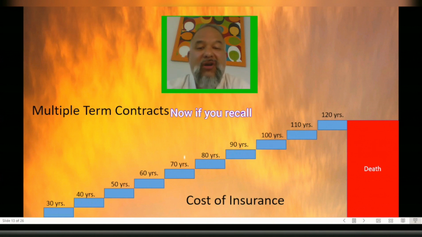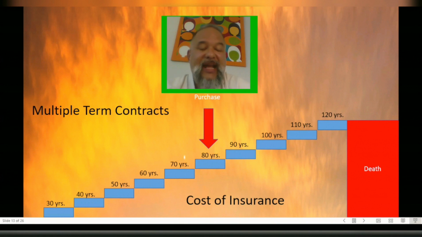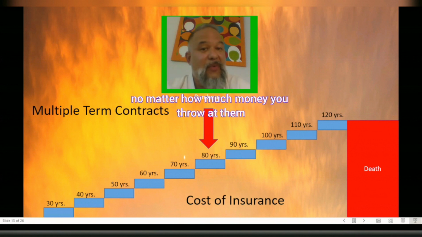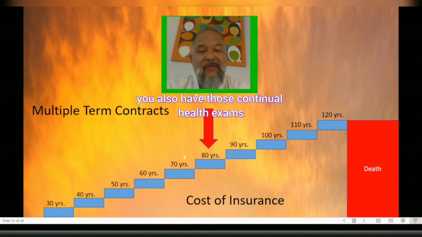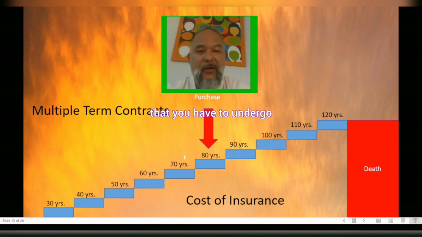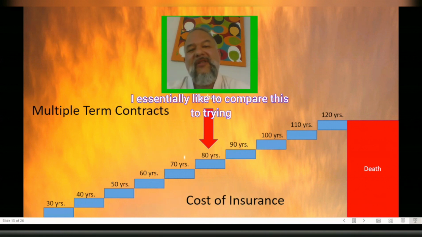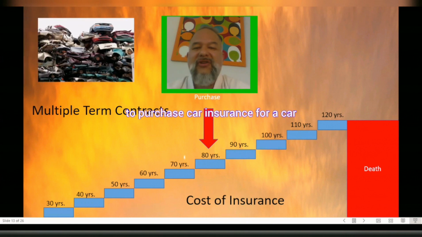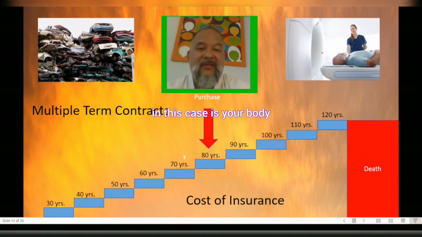Now, if you recall, no insurer will insure anyone between the ages of around 80 to 85, no matter how much money you throw at them. In addition, with regards to term insurance, you also have those continual health exams after each term is up that you have to undergo that you might or might not pass. I essentially like to compare this to trying to purchase car insurance for a car that's already been in a car accident. Except the car that you're trying to insure in this case is your body.